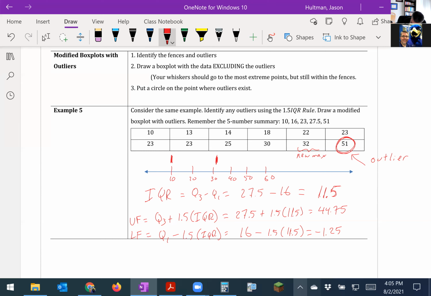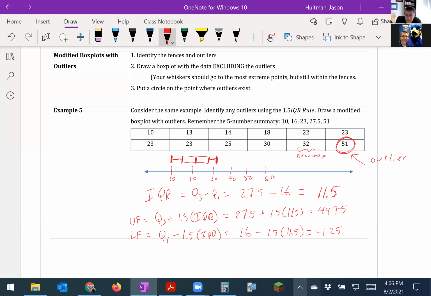Then what's our Q1? Our Q1 is 16, so that's right here. Our median is 23, so that's right here. And 27.5 is our Q3, so that's right here. Then I'm going to draw my box and my whiskers. You can see that the box and whisker plot now is a lot more symmetric, a lot more balanced.